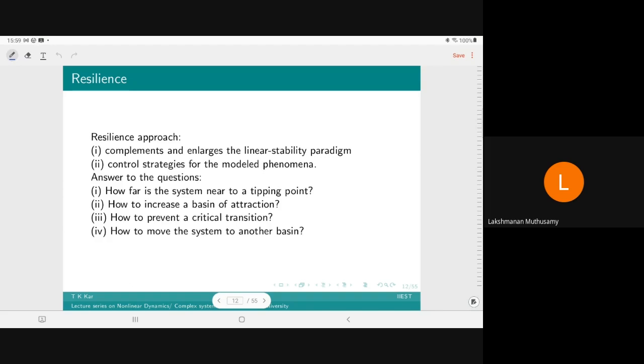I will just give 2-3 graphs and I will explain here. And this resilience approach answers the questions: how far is the system from the tipping point, how to increase the basin of attraction, how to prevent critical transition, and how to move a system to another basin. Actually, what happens? Following a disturbance, a less resilient system takes larger time to come back to its steady state and may suffer a new disturbance before it does. Aggregation of such disturbances could create a temporary step. That is very dangerous. So the resilience approach is also very useful for ecological services to be considered in addition to the stability.